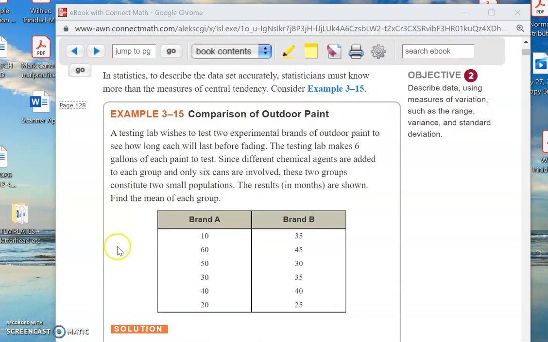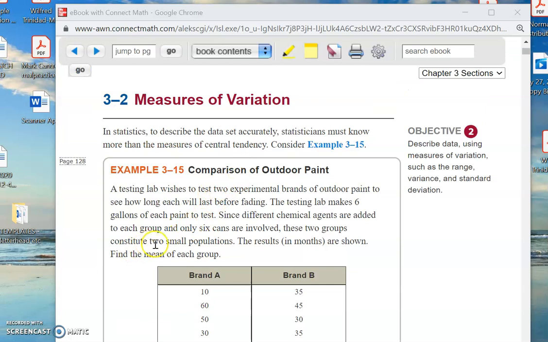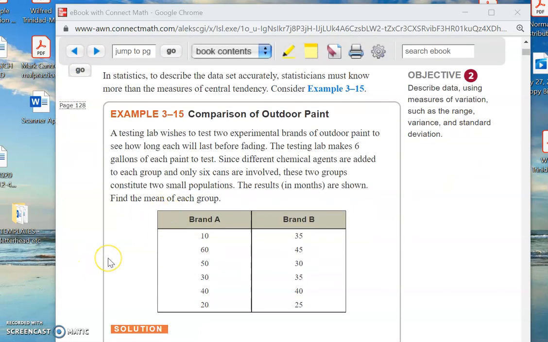But imagine if you had tens of thousands of data points. Then you can see the motivation for why we're doing this more clearly than with just 6. So we've got these two experimental brands of outdoor paint, and we want to find out how long they last. We want some idea about which is the better paint.